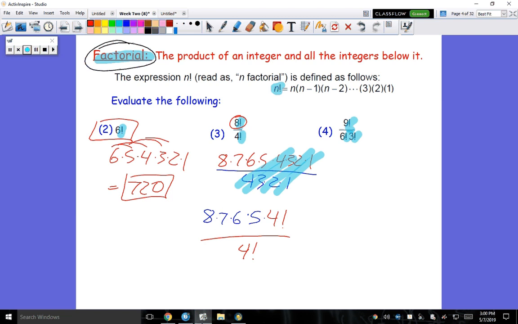Over 4 factorial, those cancel. So whatever that is multiplied out to, which in this case is 1680, that's the number of different possibilities, or combinations and permutations that we're going to talk about here in just a bit. Look at this. All I'm doing is algebraic manipulation.